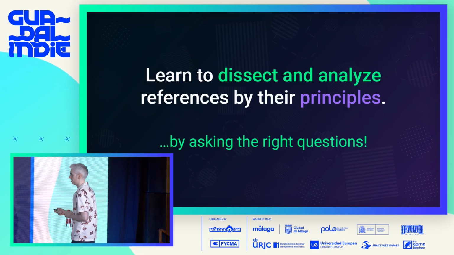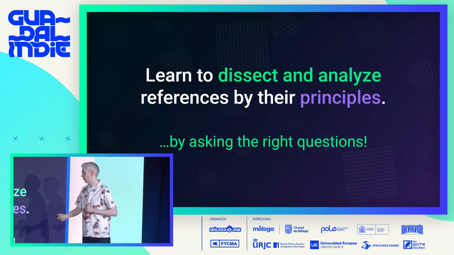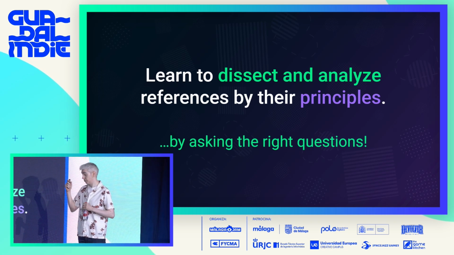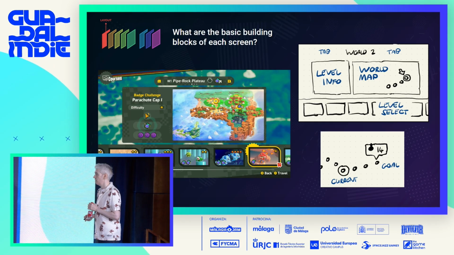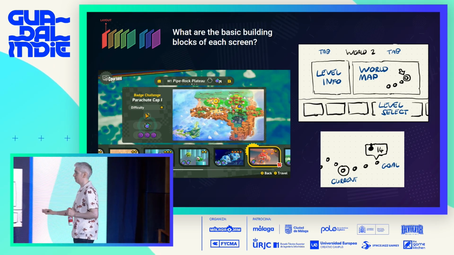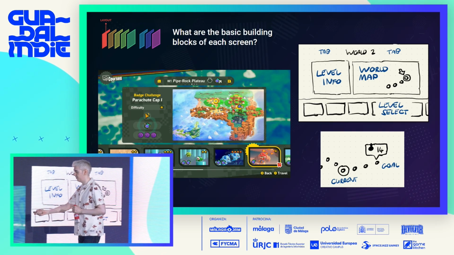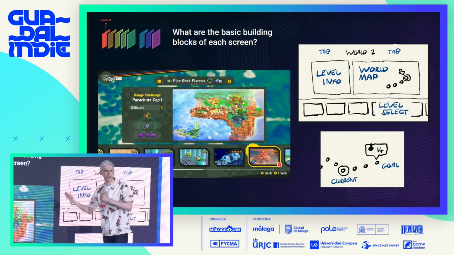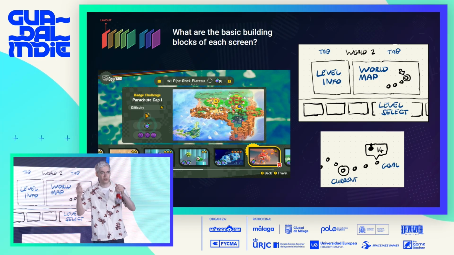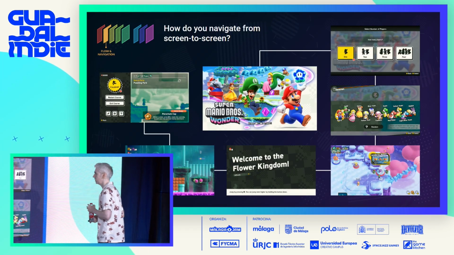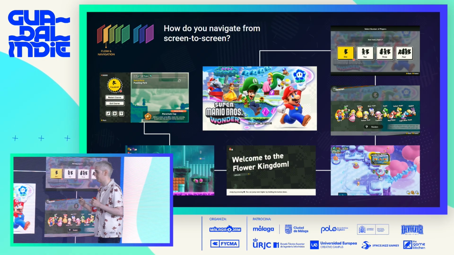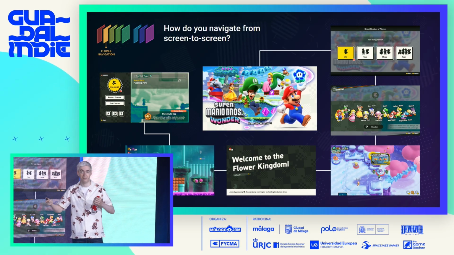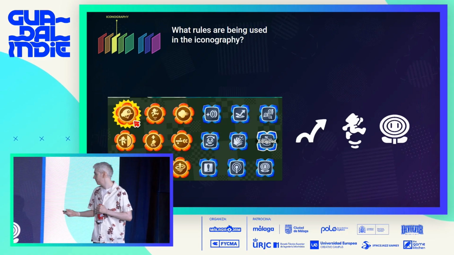So you have to ask the right questions. You learn to dissect and analyze references by looking at their principles, by asking the right questions of these screens. What are the basic building blocks? If you look at this, how do you break it down into just basic shapes, not details, just basic blocks and shapes? How do you navigate from screen to screen? Is it a linear path, or is there a menu system that goes to multiple different options?